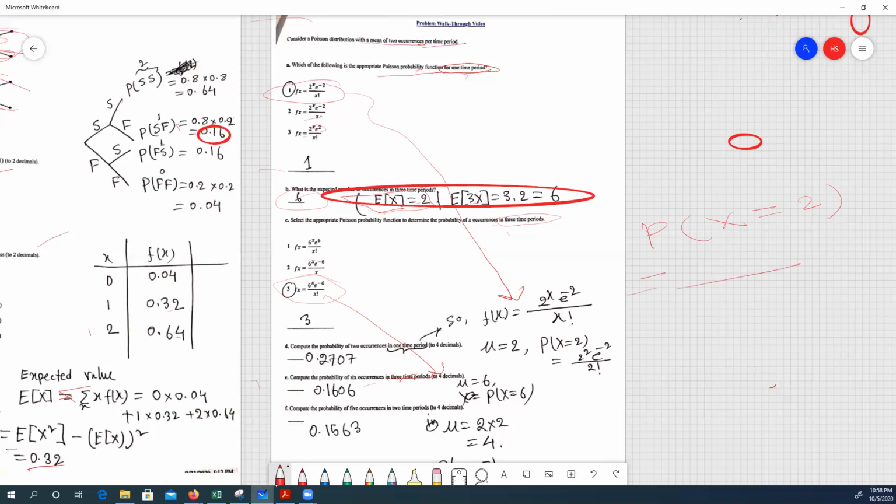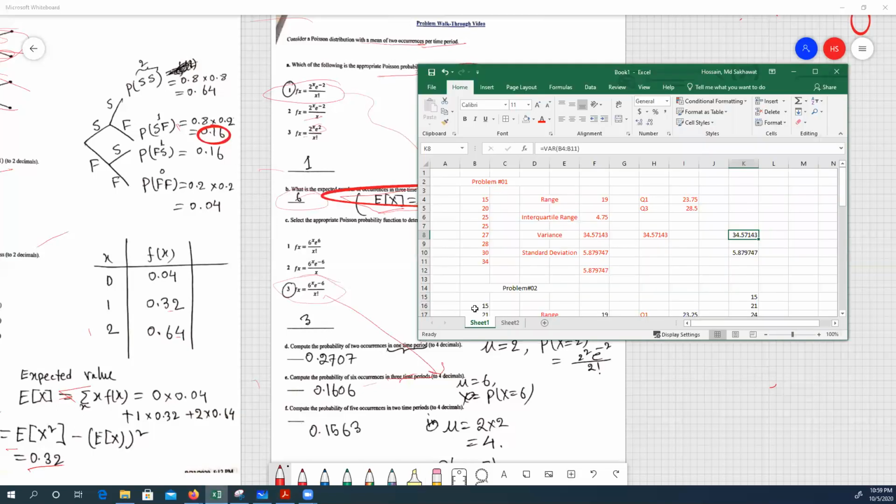One way is to just plug in this number. This is for one time period, so you have to use this function. The mean is 2 and x is also 2. So it will be 2 to the power 2, e to the power minus 2, and 2 factorial. Now you can use a calculator to calculate the probability, but it's better to use an Excel function. So I can show you here an Excel sheet to find the probability using the Poisson distribution.